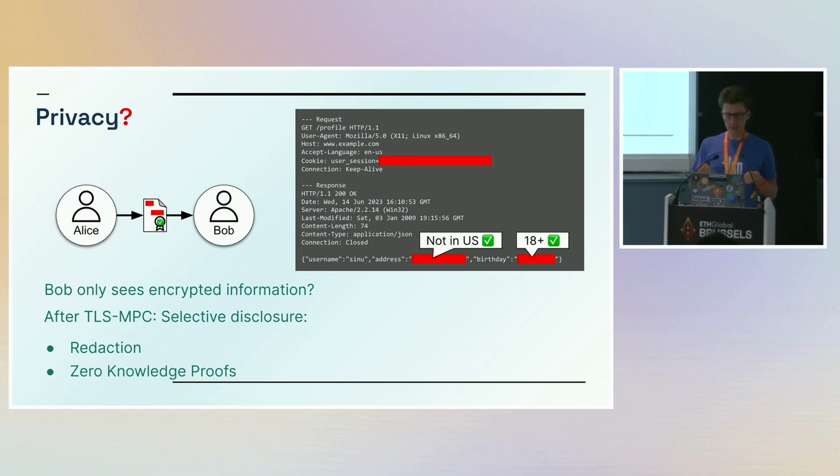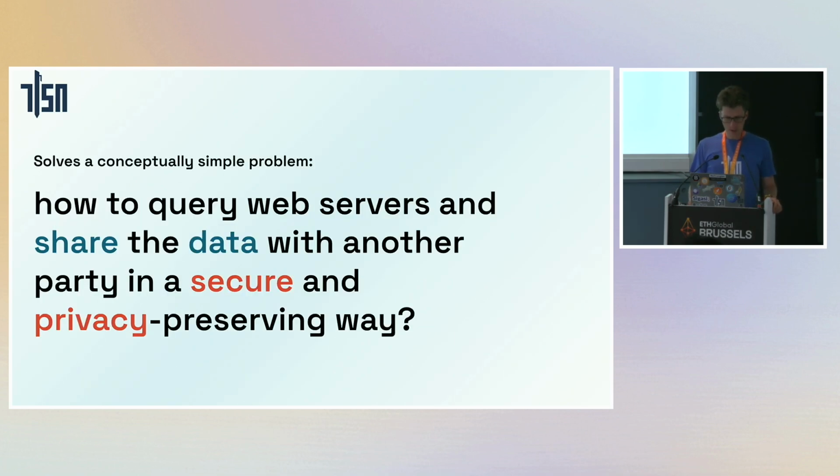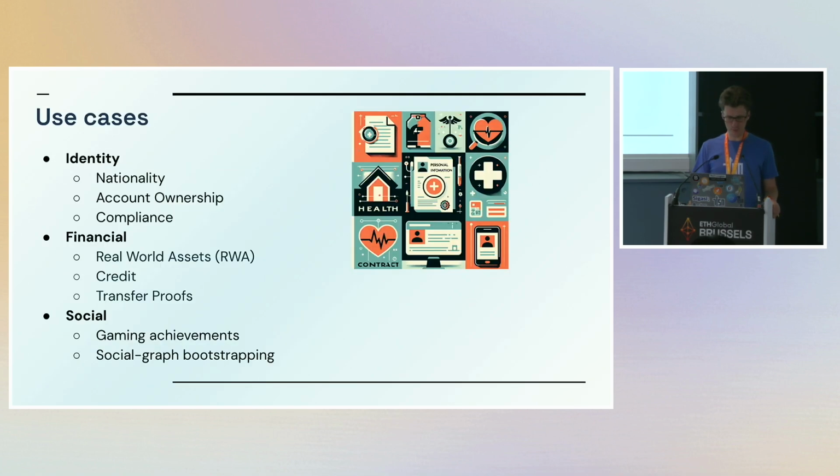It's not easily available yet today, but you will also be able to do zero knowledge proofs on that data that's hidden. So instead of disclosing your address, you can give information about it, like it's not in the US, for example. So in a nutshell, if you want to share data in a secure and privacy preserving way, consider TLS Notary for your hackathon projects.